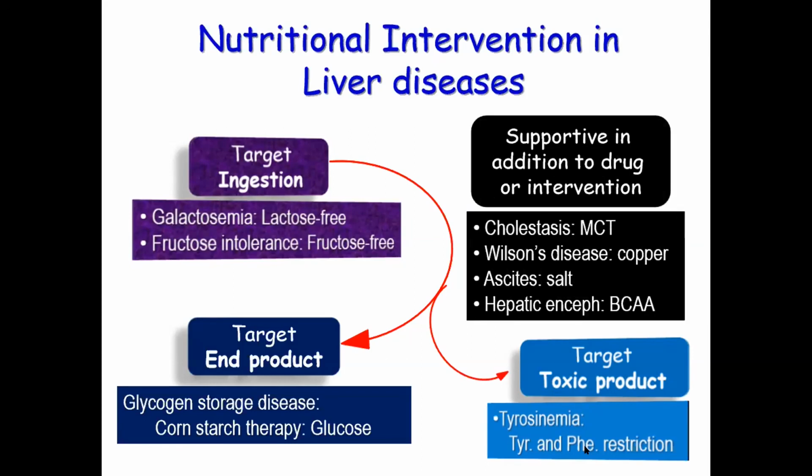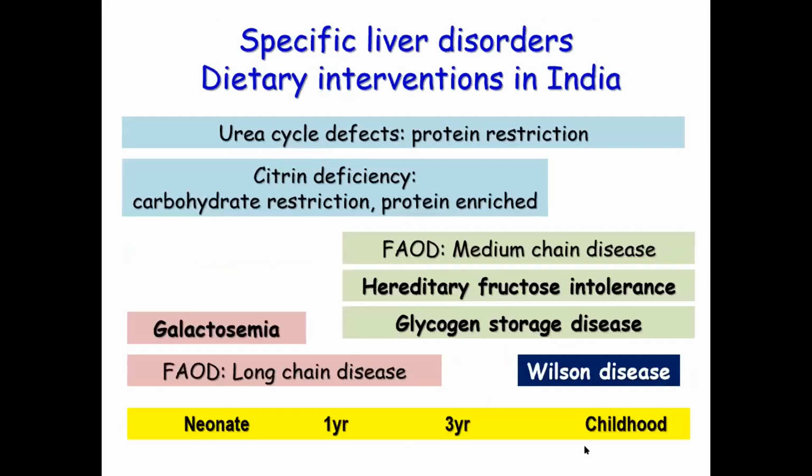Or are you going to give supporting nutrition based on your intervention, like medium chain triglycerides in cholestasis, copper restriction in Wilson's disease, salt restriction in ascites, and branched chain amino acids in hepatic encephalopathy. So based on how and when these children present to you, your dietary interventions are going to differ.